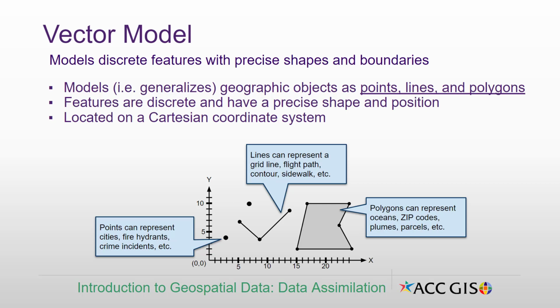We locate vector objects on a Cartesian coordinate system. And so if you look in the example below, you can see points, lines, and polygons that are located on a Cartesian coordinate system in which the origin in the lower left-hand corner is 0, 0. And so, for example, points can represent things like cities or fire hydrants. Lines can represent a grid line or a flight path, and polygons can represent things like oceans or zip codes.